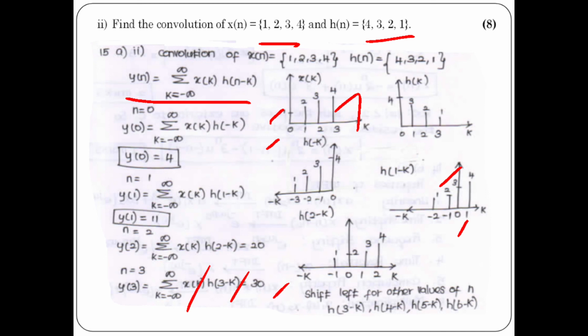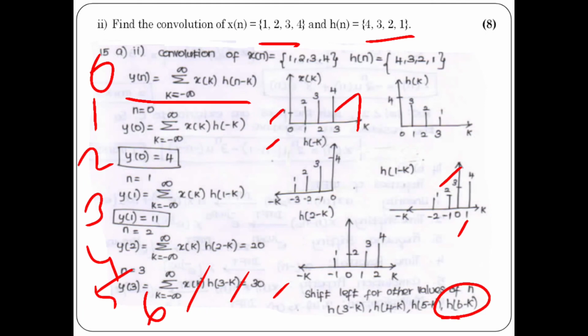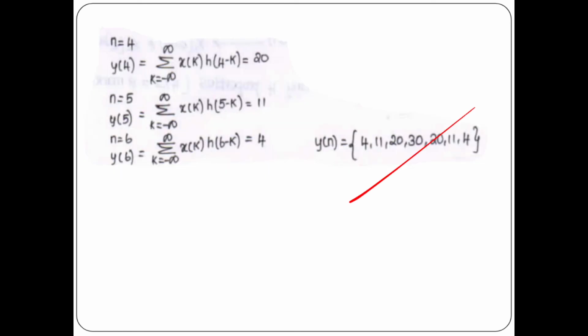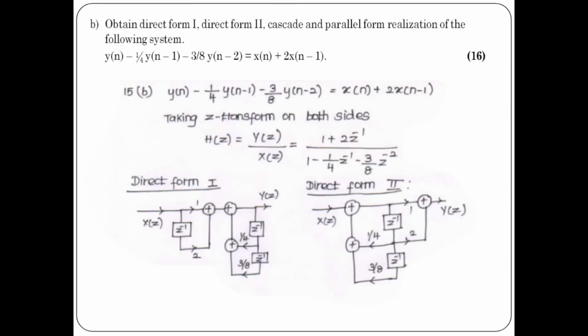So the samples start from 0, 1, 2, 3, 4, 5 and 6. So totally 7 samples. So find the signal h of 6 minus k, till h of 6 minus k, you multiply it with x of k and you can find the answers like this. Okay. So these are the answers.